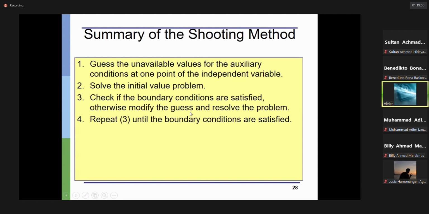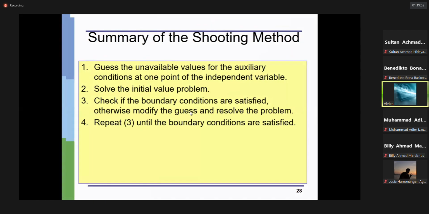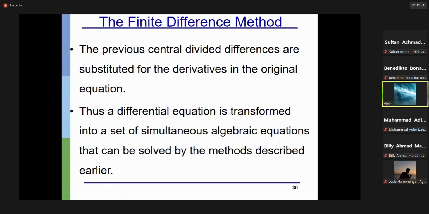And we see in the procedure. Now we will continue to the second method, which is the finite difference method. This will be quite short because you have learned this in heat transfer as well. What we do in the finite difference method is that we substitute the derivative that appears in the ODE with the numerical differentiations that we had before.